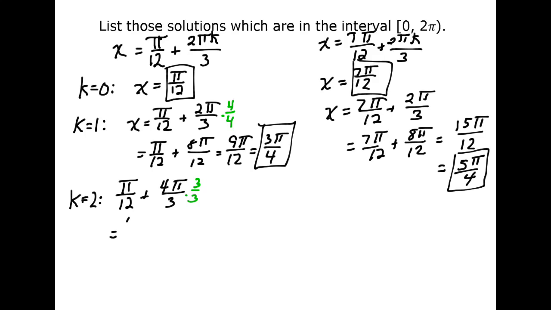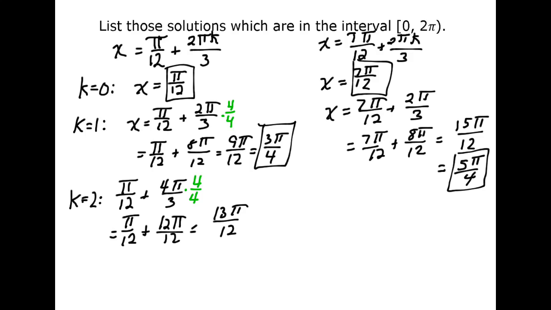we have pi over 12 plus 12 pi over... Whoops, I should have multiplied by 4/4, shouldn't I? Let's fix that. Okay, now we'll have a common denominator. Plus 16 pi over 12, so 17 pi over 12.